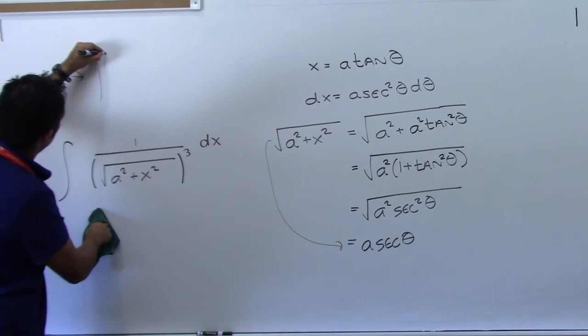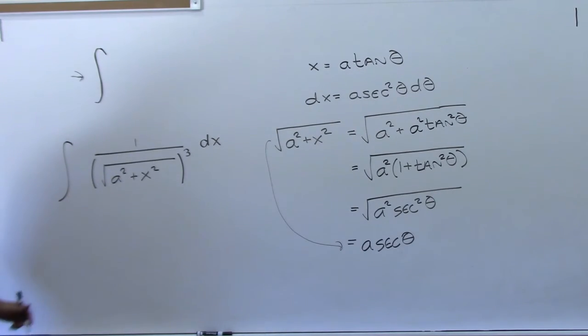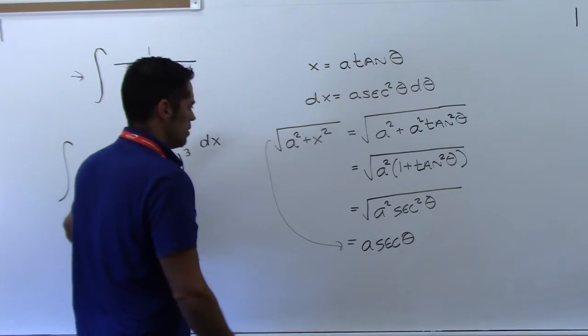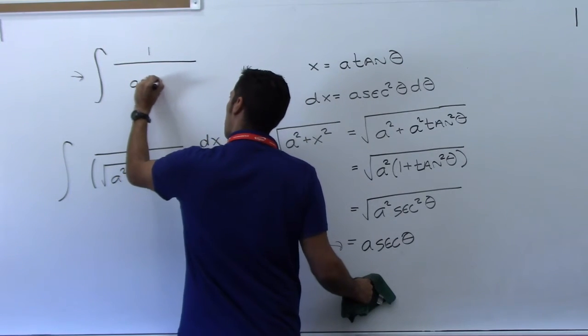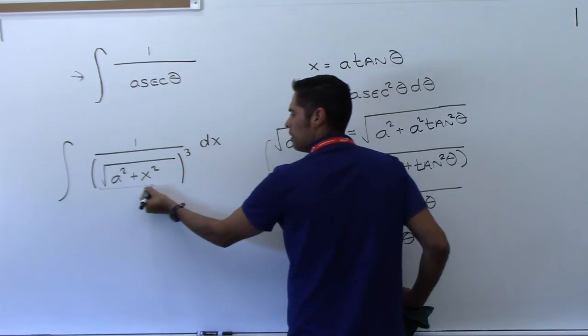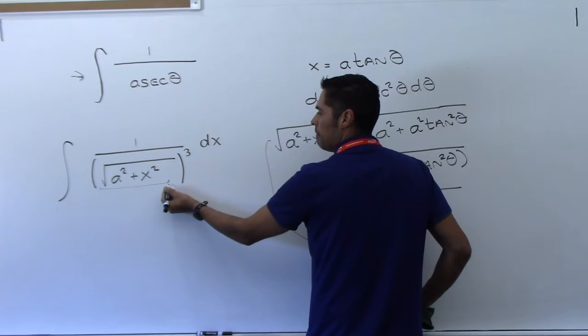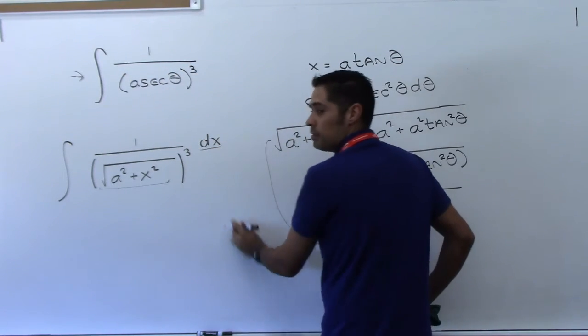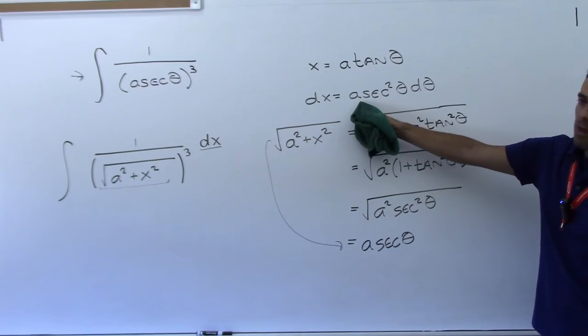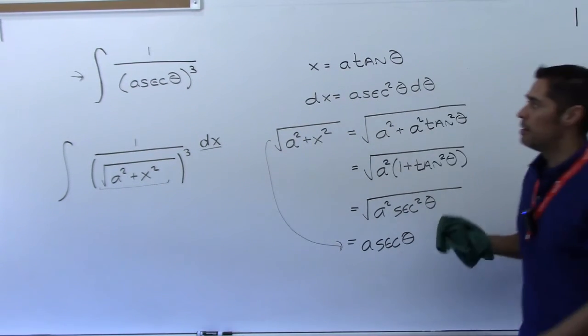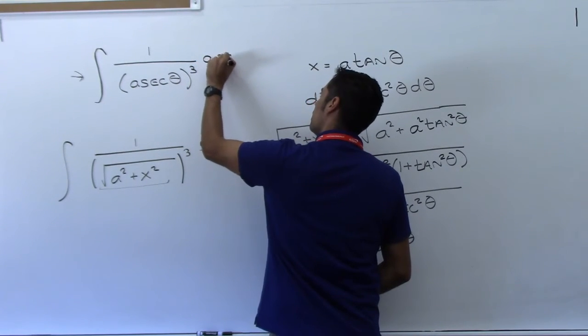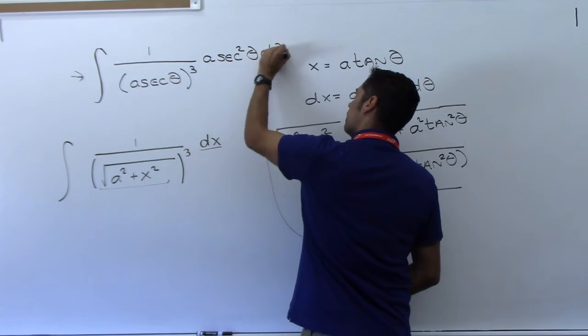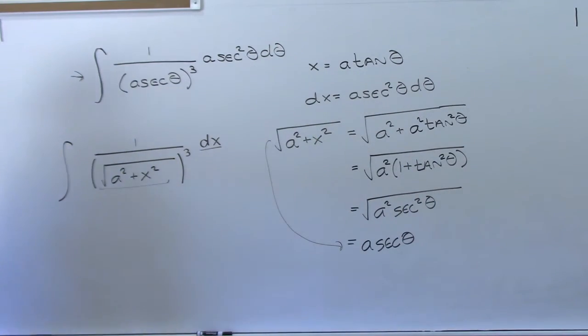Integral 1 over a secant theta, right? That's this. A secant theta is this. But then what? Cubed. dx. dx is a secant squared theta d theta. Oh, that's nice. We got lucky. We got real lucky there. You see why? Because it basically becomes cosine. Yep, that's going to become cosine.